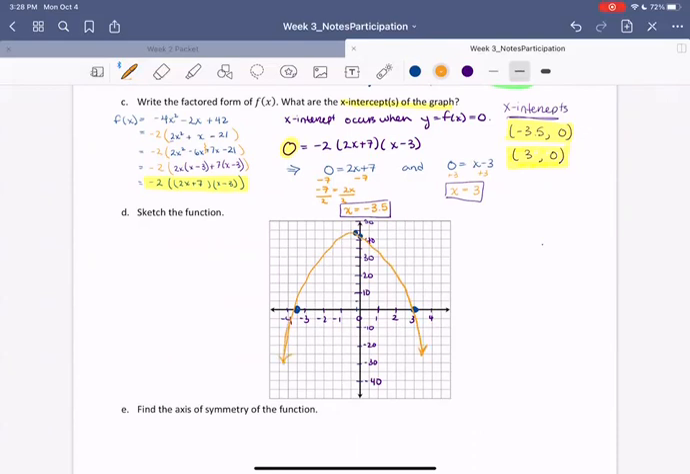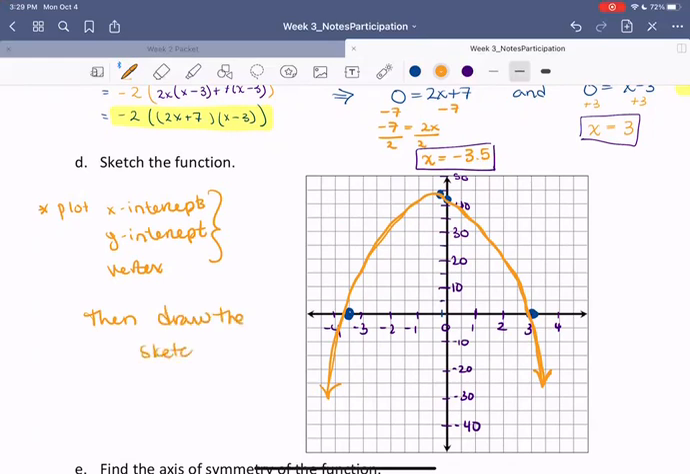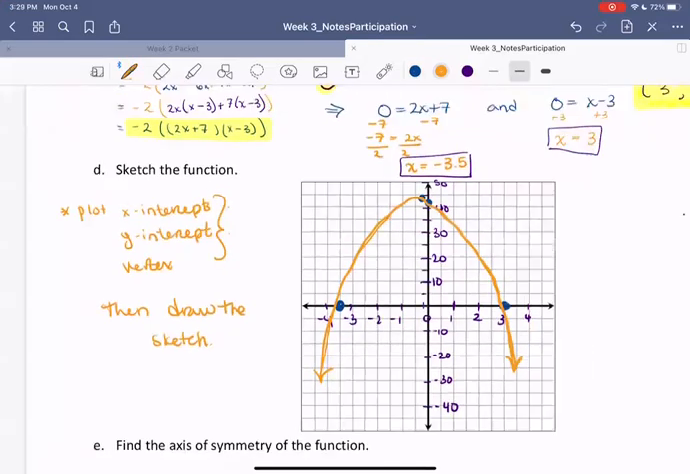And it's going to look a little squished here, and that's just because of our axes labeling. The scale vertically is more compressed than the scale horizontally. So I just want to make a note of that. When sketching, plot x-intercepts, y-intercept, and it's going to be 1 intercept when we have a quadratic function, and vertex. Then draw the sketch. And from plotting these 3 types of points, you can get an idea of what the graph will look like.